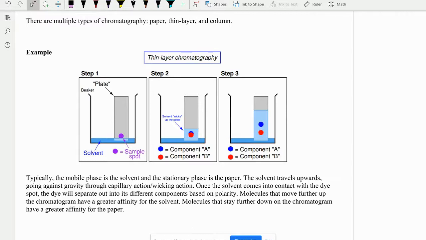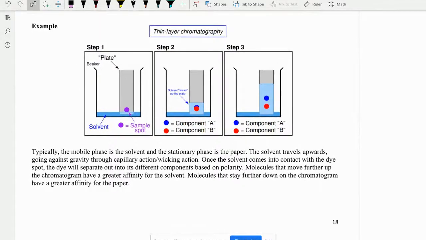In class, we're going to do paper chromatography. It is the simplest and cheapest way to do chromatography. However, when you get into more advanced labs that are well funded and have very particular assays and research, you're going to start getting into things like thin layer chromatography or column chromatography. There are multiple types of chromatography applied in various settings. The easiest way to understand this is by looking at the images that I have put into your notes.